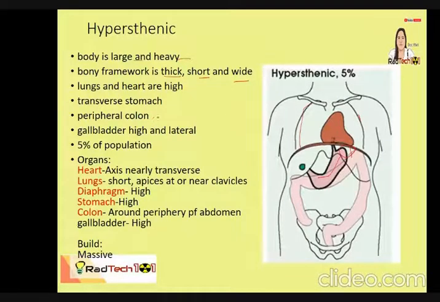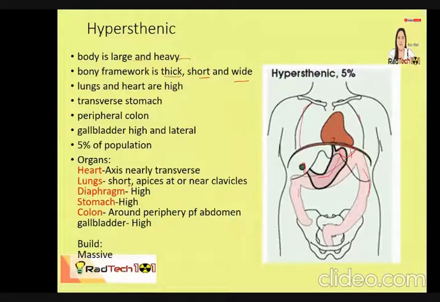Then, peripheral colon, yung colon niya is more on the side. Gallbladder, high and lateral. Ito siya. Kanina yung gallbladder ng sthenic, parang nakadrop pa siya dito. This is only composed of 5% of population. The heart axis nearly transverse. So parang sa gitna na rin siya, tulad ng sthenic.